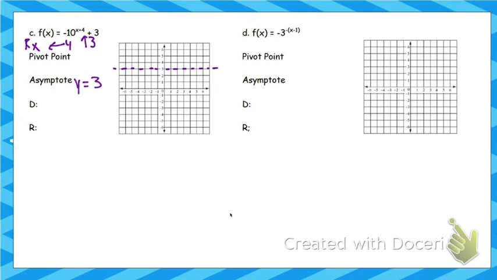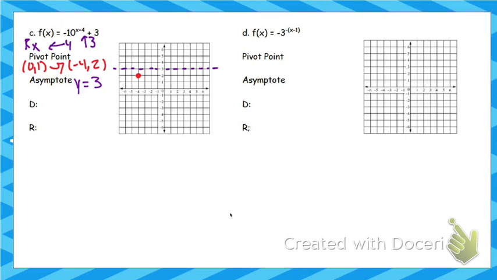All right, now let's find the pivot point. So I'm starting at 0, 1. I'm taking the point at 0, 1, and I'm going to first reflect. So if we have more than one thing, we're going to reflect first. So I'm going to reflect that over the x-axis. Then I'm going to go left 4 and up 3. So that is my new pivot point. So that pivot point is now at -4, 2.